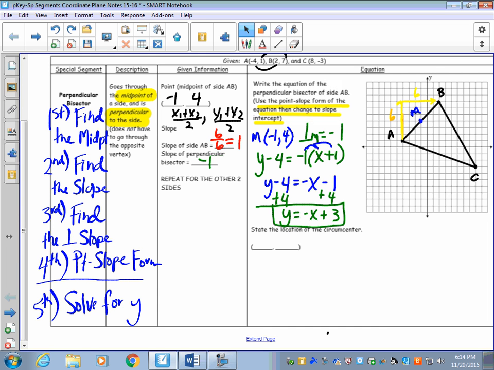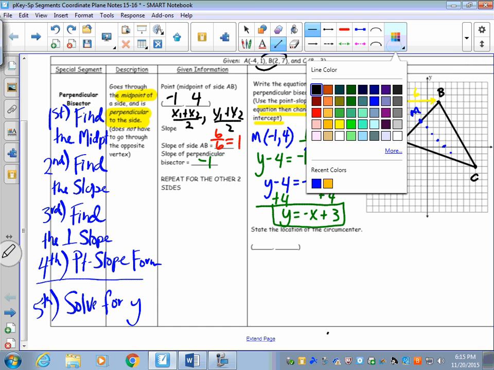So what I need to do is actually physically see this. And in order to do that, I'm going to start with this midpoint, which is at (-1, 4), and use its perpendicular slope, which was negative 1. So that means I'm going to go down 1, to the right 1, down 1, to the right 1, down 1, to the right 1. I know some of these points are off. Apologize. But we're going to draw a line through those points to show the perpendicular bisector.